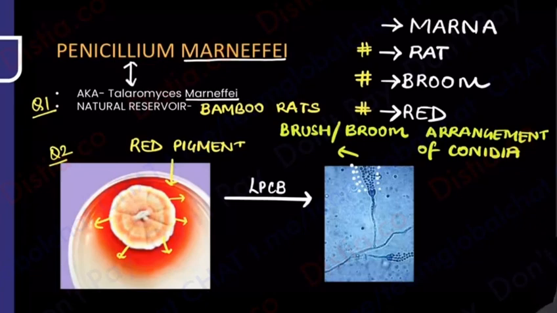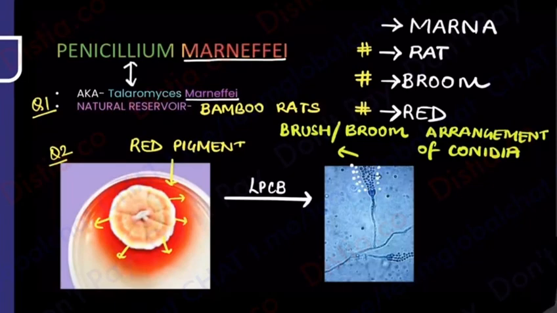Repeating once again, now all your mnemonics will come into place. Whether you call it Penicillium or Talaromyces, I don't care much, because my mnemonic is going to come from marneffei. Marna. So how are you going to hit this? But whom are you hitting? I'm trying to hit the rats. What is the natural reservoir? It's the rat. How are you trying to hit? Till the time it becomes red. So red is the pigment. And with what are you hitting? I'm hitting with a broom or a brush. So that is the appearance that I get.